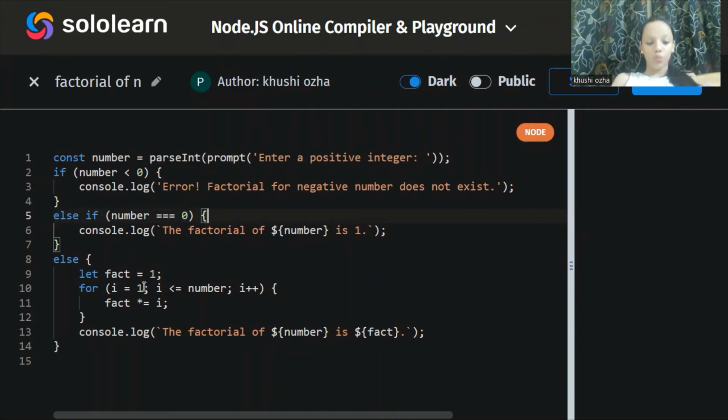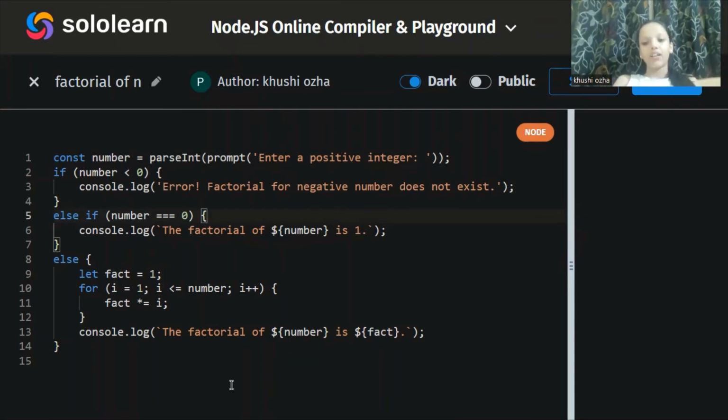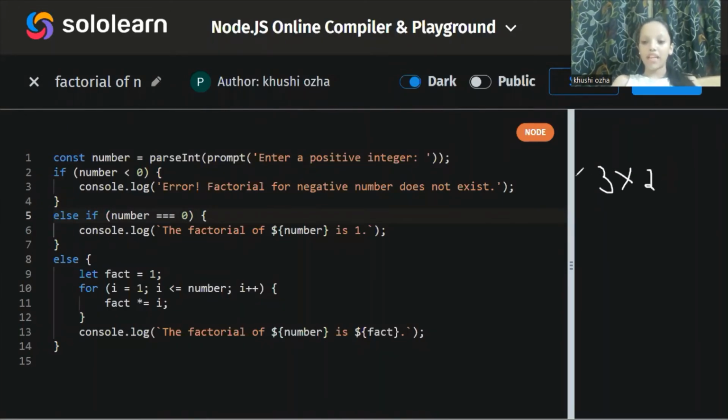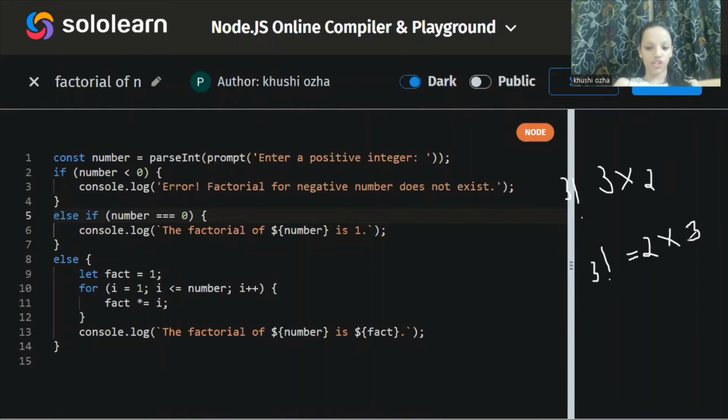For i equals 1. Now here, as I've told you, the value just keeps on decreasing when we write it by ourselves. We write 3 into 2 when this is 3 factorial. But when we do it in the computer, 3 factorial will be equal to 2 into 3. It's the same thing, just the writing order has been changed.